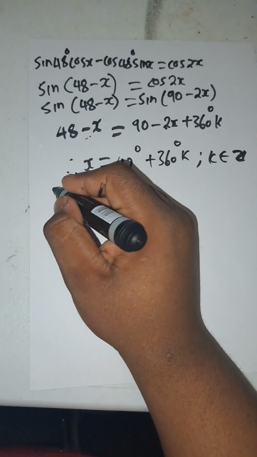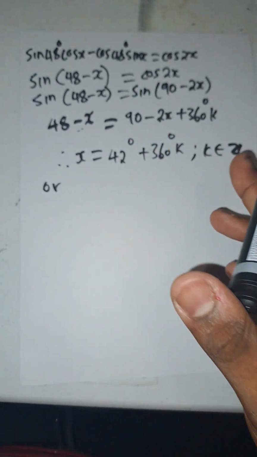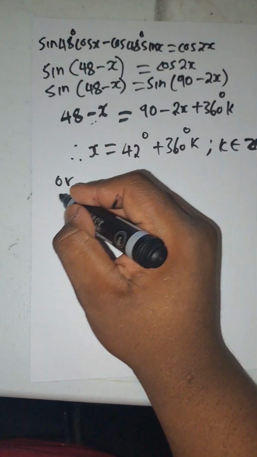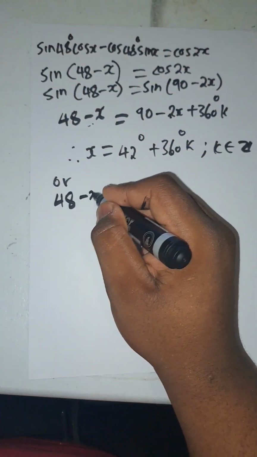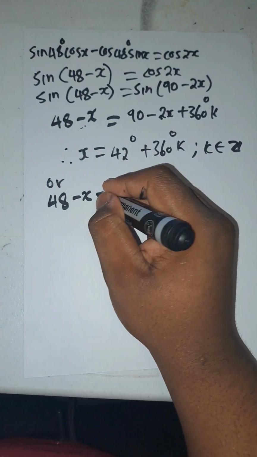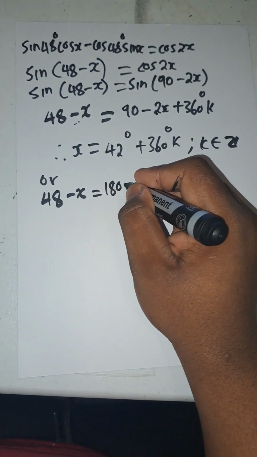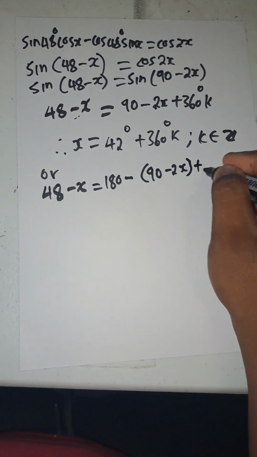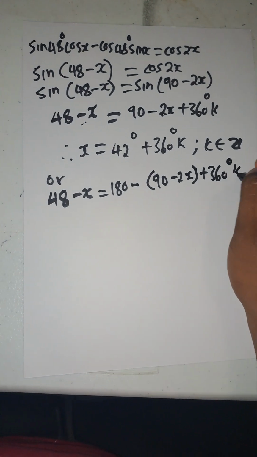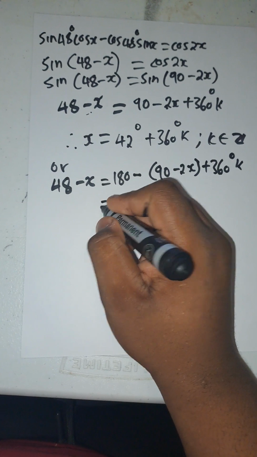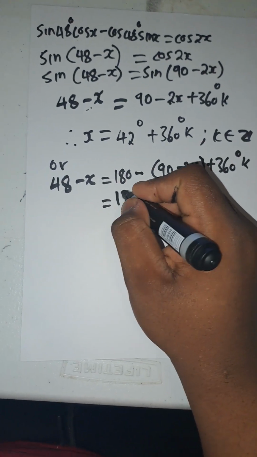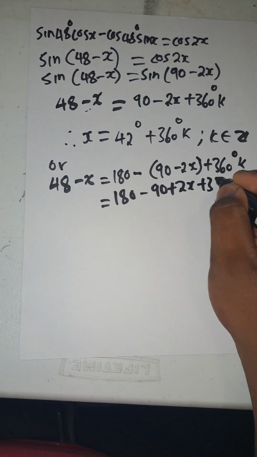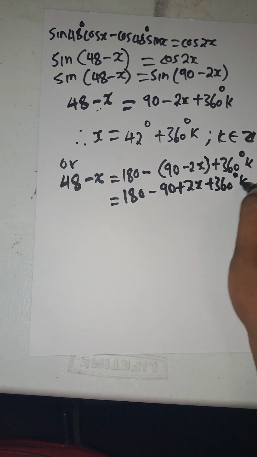Now after that, you're going to say "or". Now we are going to consider the second quadrant, right? So now we are going to say 48 minus x, because it is sine, equals 180 minus 90 minus 2x plus 360 degrees k. Can you see it? Now we are going to open it up: 180 minus 90 plus 2x plus 360 degrees k.